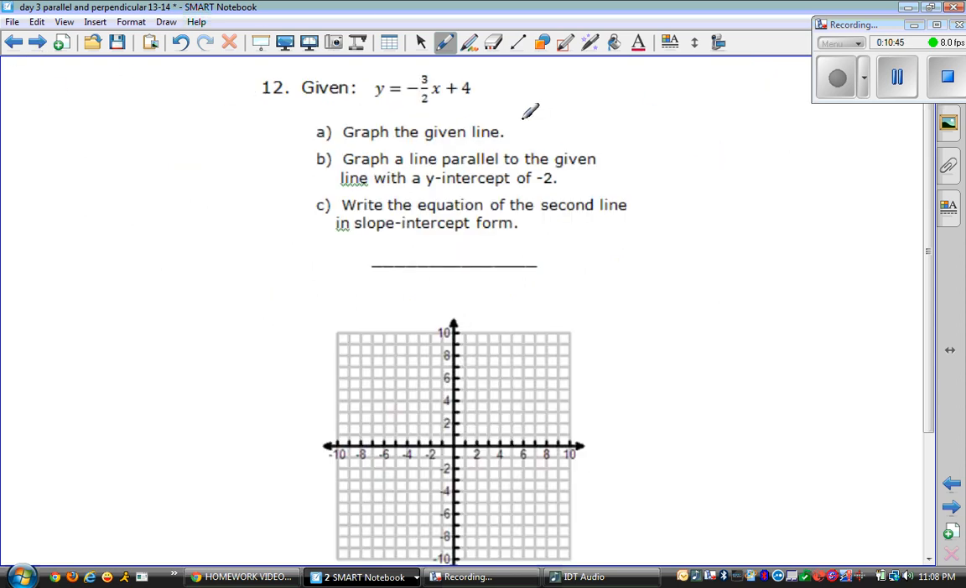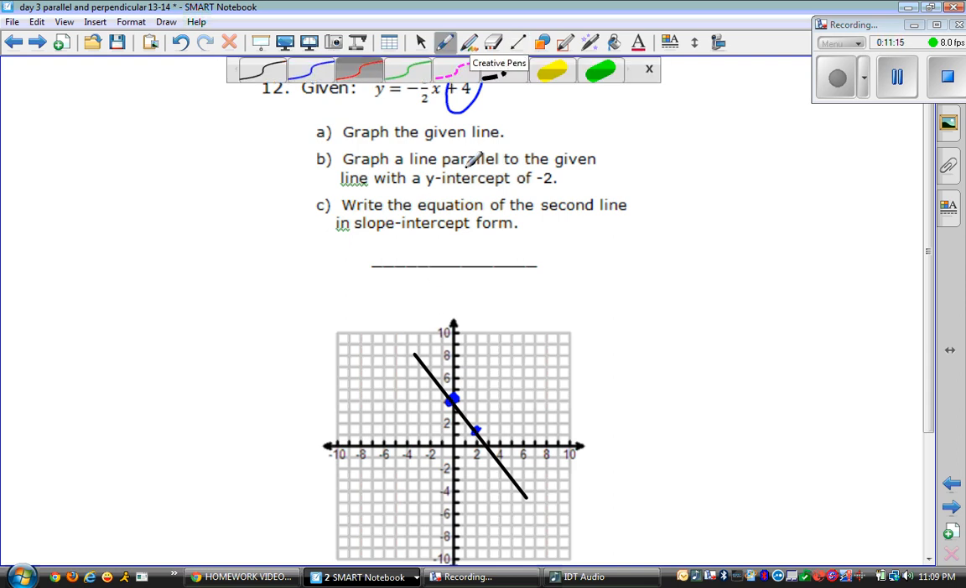Okay. This time they give us an equation of a line and they want us to graph it. So this is my y-intercept, so I'm going to find that on my graph. And then I'm going to use the slope, negative 3 over 2. So I'm going to go down 3, 1, 2, 3, and over 2, 1, 2. So that puts me right there. And then I'm going to draw a line through those 2 points.